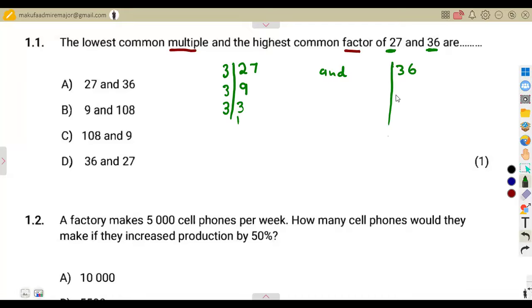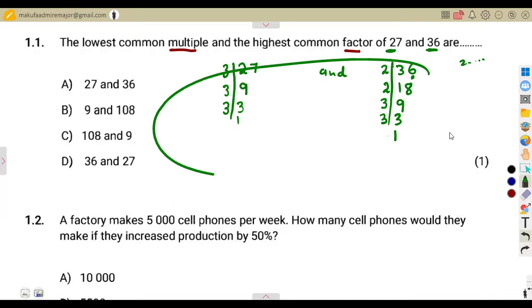You do the same thing on this number. The smallest number that you can use is a 2. Take note, there's a 6 here, so 2, 4, 6. We can use a 2 first. 36 divided by 2 gives you 18. You divide again by 2, that's 9. As you can see, we can't use a 2 this time. It is not a factor of 9, so use 3. 9 divided by 3 is 3. 3 divided by 3 is 1.